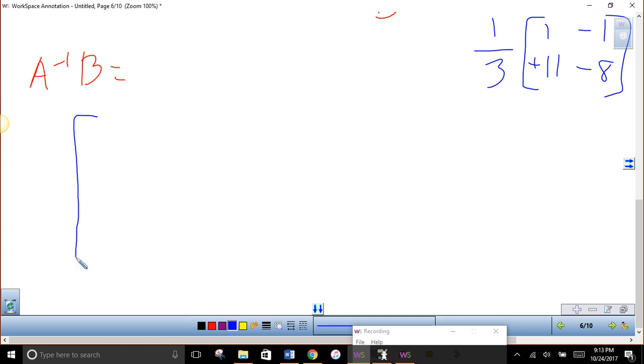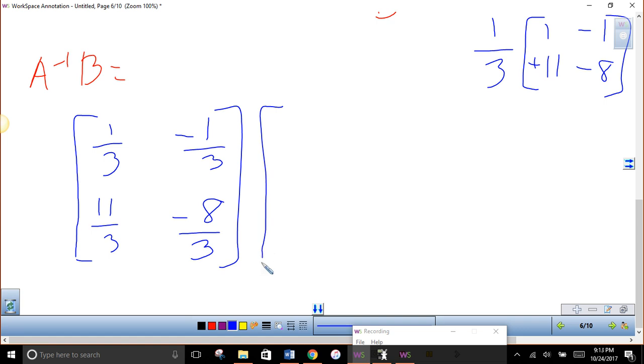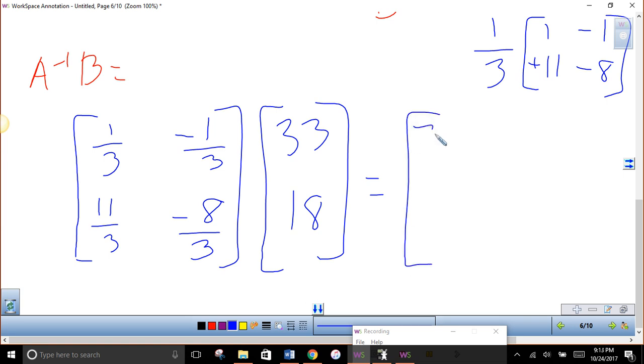So I had 1/3, I had 11/3, I had negative 1/3, and I had negative 8/3. Okay, I'm multiplying that by my B, which is 33 and 18. So when we multiply these guys, first row, first column. So 1/3 and 33 is going to be 33/3. That should already make you happy. Plus negative 1/3 times 18 is negative 18/3. So you already see how awesome this is going to be.